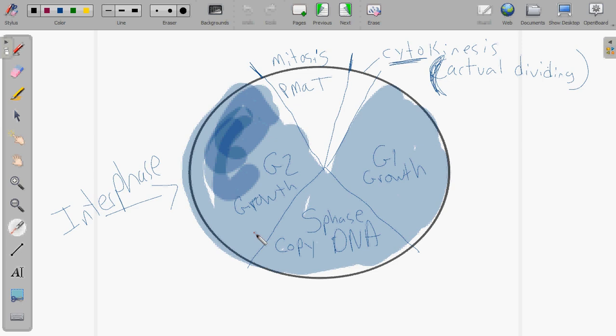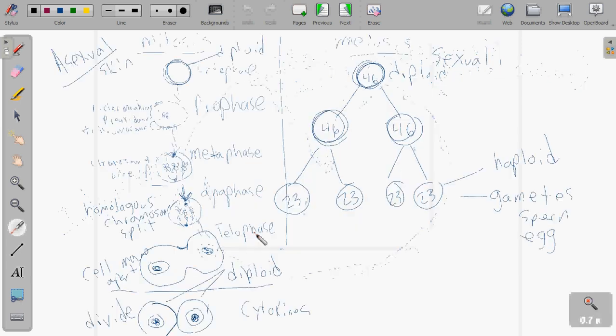Then you go into mitosis, PMAT: prophase, metaphase, anaphase, telophase. All right. We'll talk more about those in a second. Then after telophase, the nucleus starts to reform and the new cells start to separate. Cytokinesis is the actual division. That's when the cells actually divide and become two completely different cells.